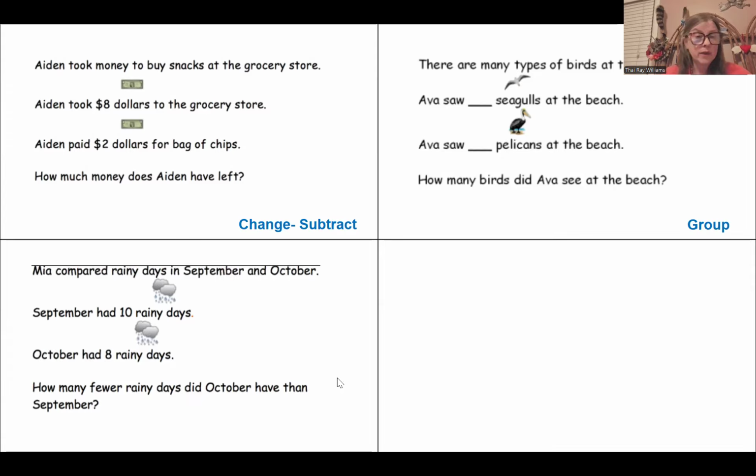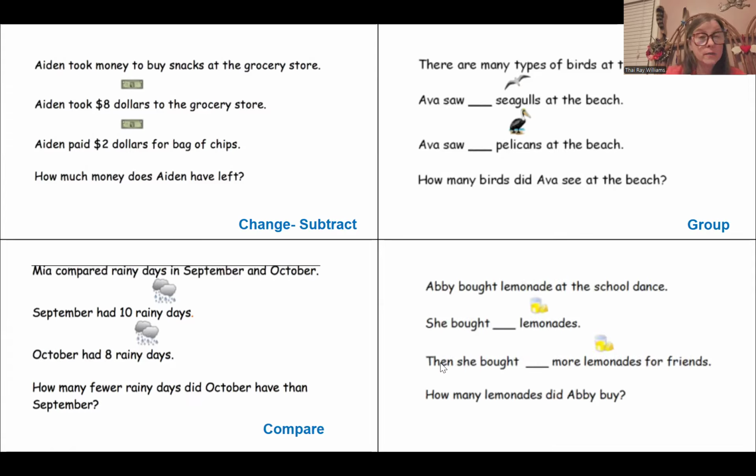All right, so when we look at this, this is a compare, and we know that because it says that Mia compared rainy days. So that is a clue right away, as is the fact that it has a compare phrase by saying how many fewer. And so when we look at this, we have a bigger number, a smaller number, and we want to find out the difference between the two. And so when we do that, we might say 10 rainy days, 8 rainy days, subtract the difference between the two. How many fewer?